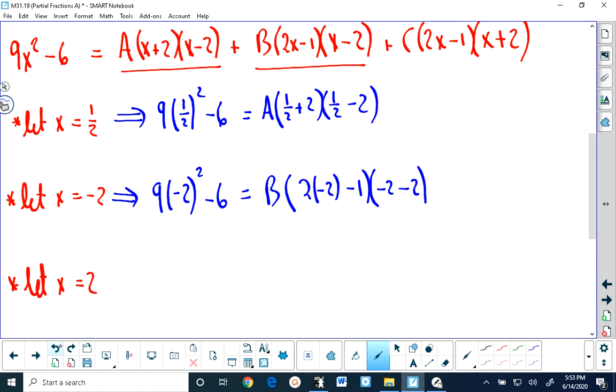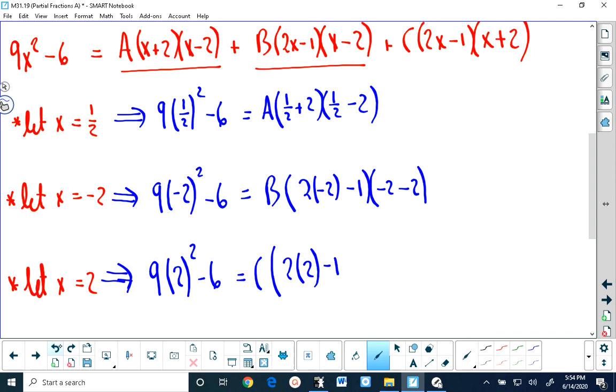When I let x equal 2, the term that contains a will disappear because it contains an x minus 2. The term that contains b will disappear because it contains an x minus 2. The only term you will have left is the third term with a c. So I put +2 into the left side and get 9 times 2 squared minus 6 is equal to c multiplied by 2 times 2 minus 1, and then also multiplied by 2 plus 2.